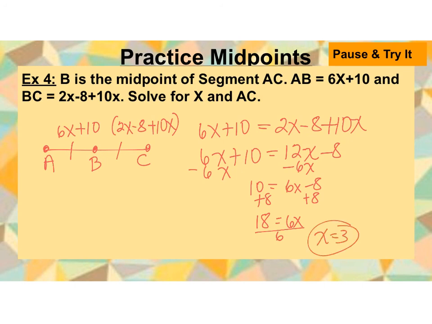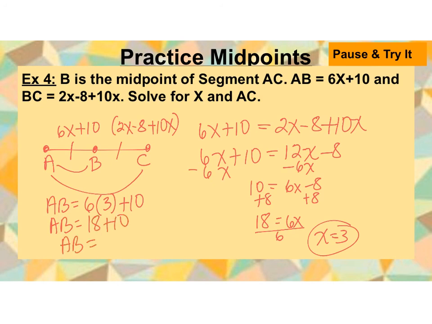I'm not finished. I need to figure out AC, which is the whole thing. So I'm going to figure out AB first. So AB equals 6 times 3 plus 10. So AB is 18 plus 10. Therefore, AB is 28. If I multiply that by 2, that's going to give me 56 for AC.